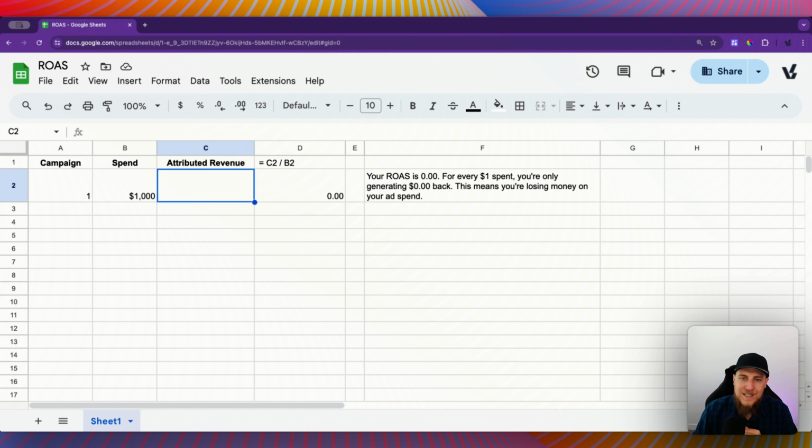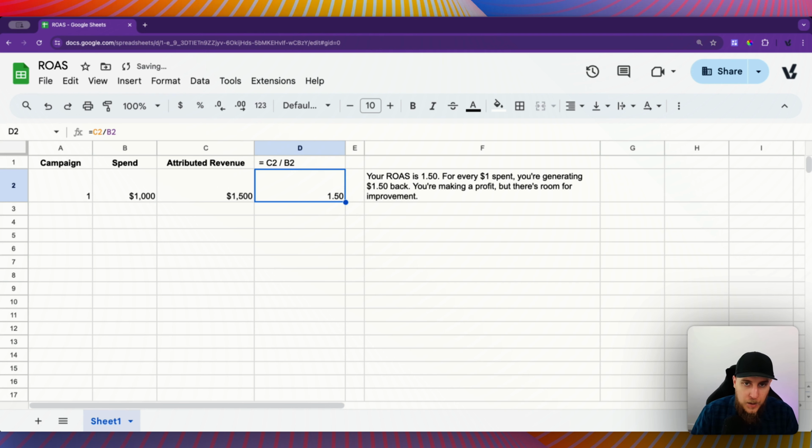So for simplicity's sake, what you can do is just look at the number directly from the ad platform. If we're looking in Meta, for example, we might see our campaign and we might see that we spent $1,000 and it brought back $1,500. So that's attributed as reported by Meta. We're using Meta as the attribution tool. It could be the 7-day click. That's what we would recommend using, just the Meta in-platform 7-day click revenue that it says.